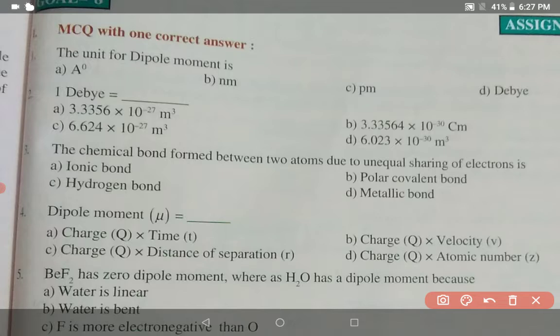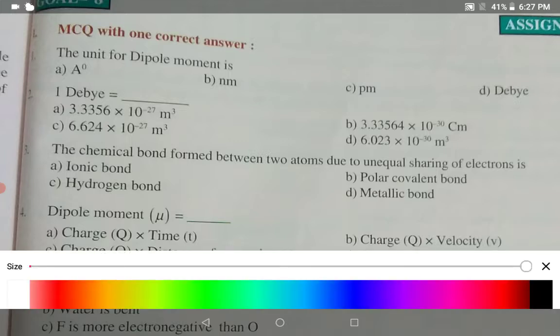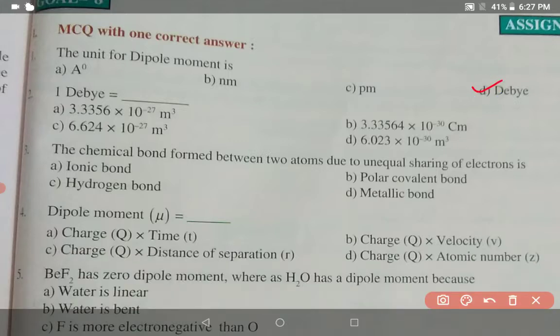First question: the unit of dipole moment is Debye, option D. Next question: 1 Debye is equal to what? That is option B, 3.33564 into 10 to the power minus 30 coulomb meter. Third question: the chemical bond formed between two atoms due to unequal sharing of electrons is what? It is a polar covalent bond.